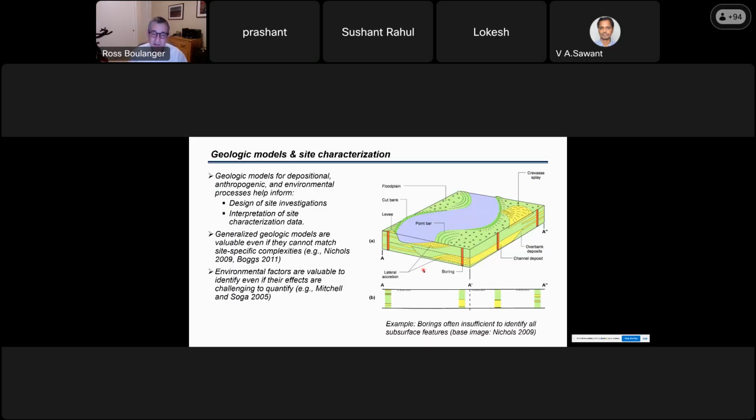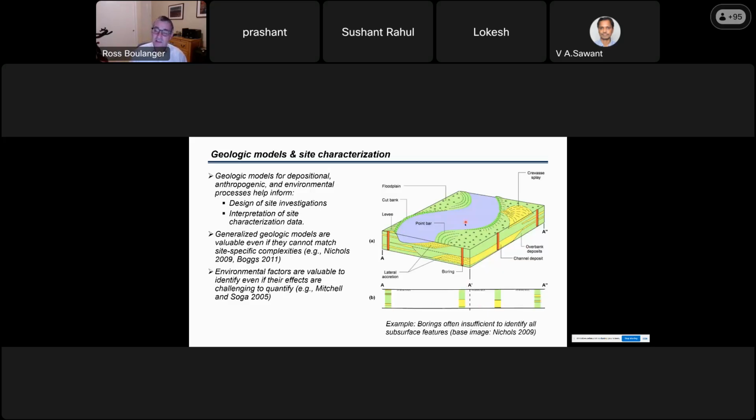generalized model for deposition from a meandering stream, and it points out the types of features you can anticipate in different environments, like the difference between a point bar deposit or a cut bank, anticipating overbank natural levee deposits, the possibility of crevasse splays. They tell you that in the subsurface, the kind of stratigraphy you might expect between overbank and channel sand deposits. And they point out that if you put in borings and they are widely spaced, or spaced more widely than the actual subsurface features, then when you connect the borings, you can't actually infer the details in between.